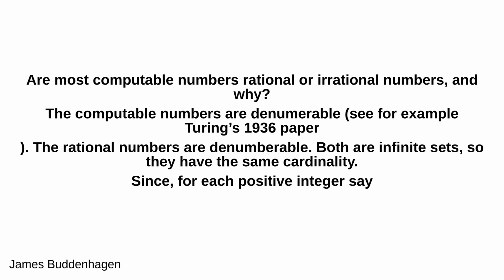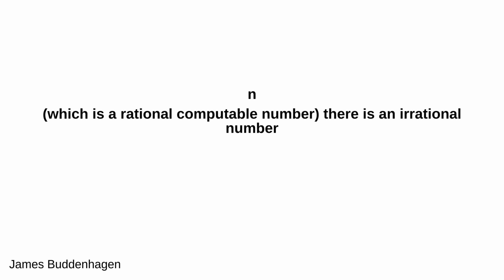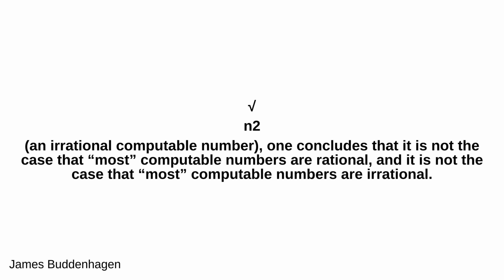Since, for each positive integer, say n, which is a rational computable number, there is an irrational number, n√2, an irrational computable number, one concludes that it is not the case that most computable numbers are rational, and it is not the case that most computable numbers are irrational.